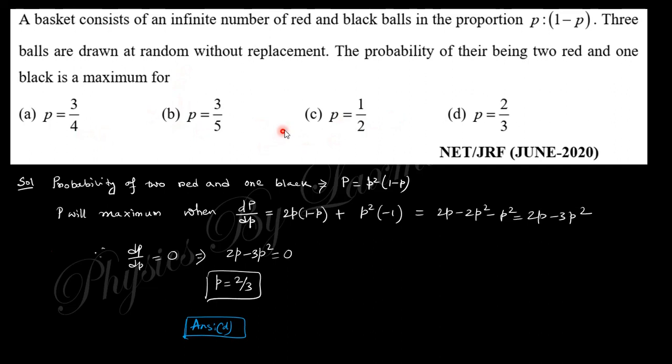So what is the value of p such that this will be maximum? The probability will be like that: one is p, two times, that's why this is p square, and one is black, that's why this is 1 minus p. Okay, so you need to maximize this, so just take the derivative with respect to p. This derivative must be 0 at the maximum. If you put this equal to 0, you will get the value of p, which is 2/3. Go to the next one.